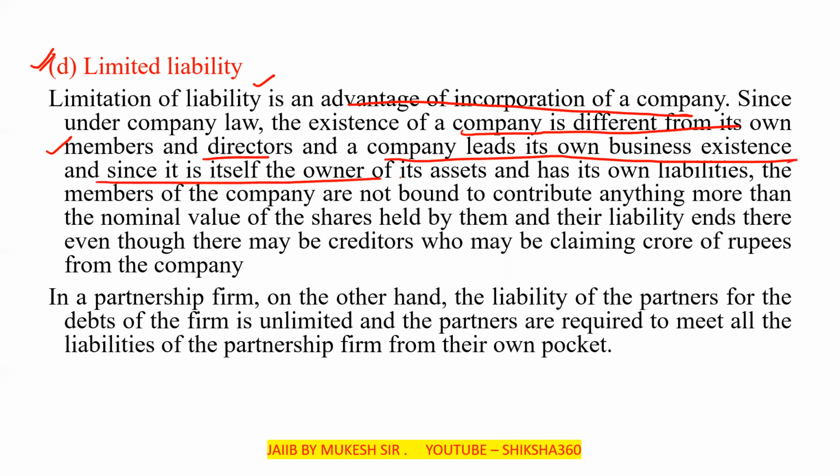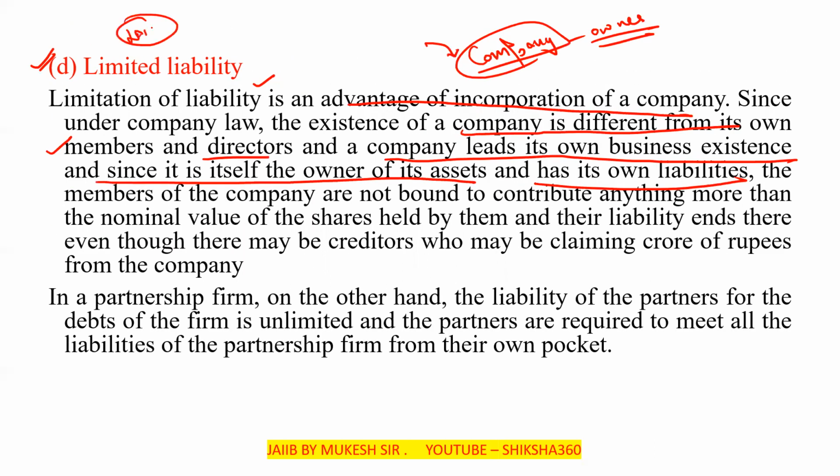And since it is itself the owner of its assets and its liabilities. Clear? The company is the owner of its assets and liabilities, of all these things. If you want to purchase any land, you can purchase it in the name of the company. If you want to make any contract, you can also make the contract in the name of the company.